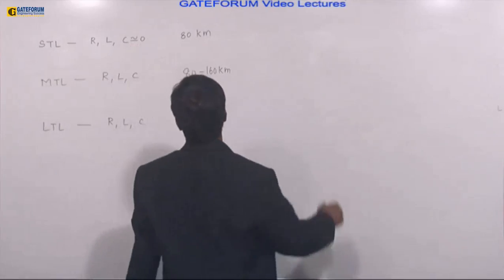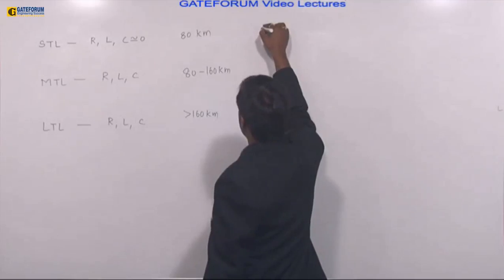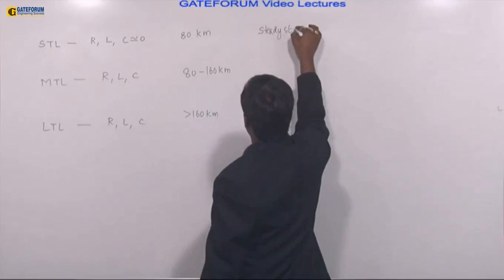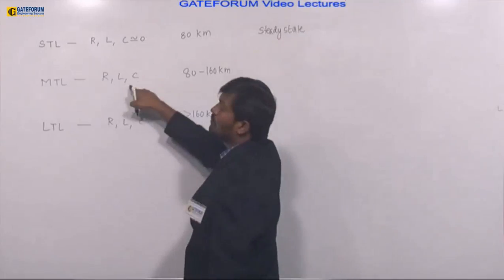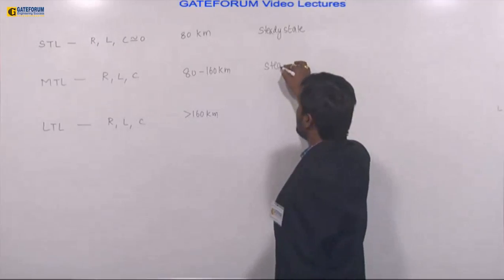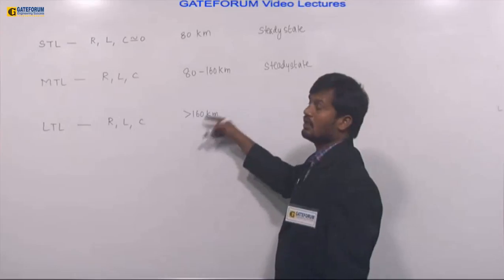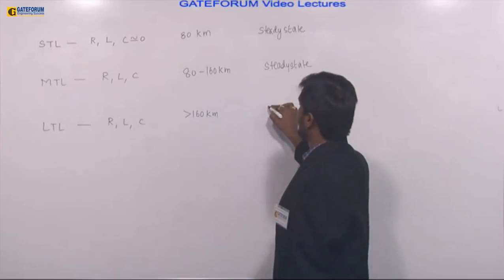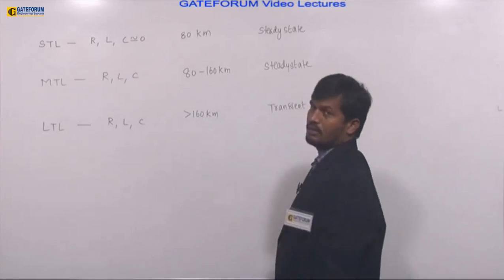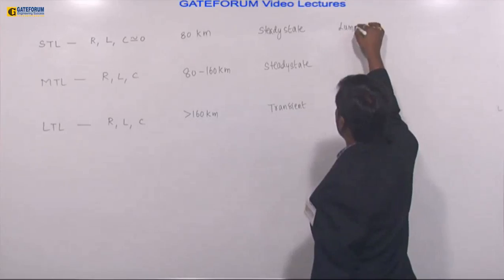Next, the short transmission line is represented by... does it take less time or more time? Less time. Therefore, it is represented by steady state behavior, not transient behavior. Medium line also has less distance compared to the long line, therefore it is also represented by steady state. Whereas the long transmission line takes more distance and more time, so it is represented by transient behavior. The reason is it takes more time to charge the line. Whenever it is steady state, we use lumped representation.